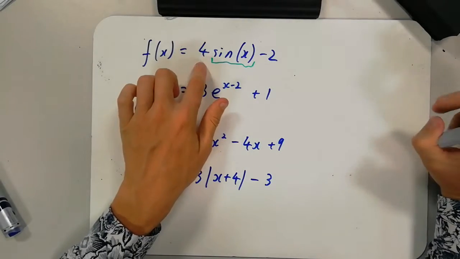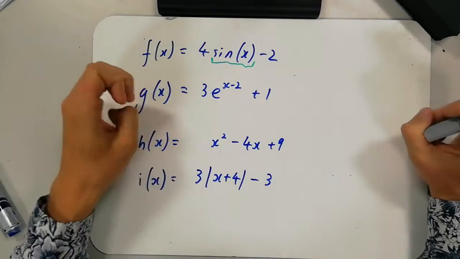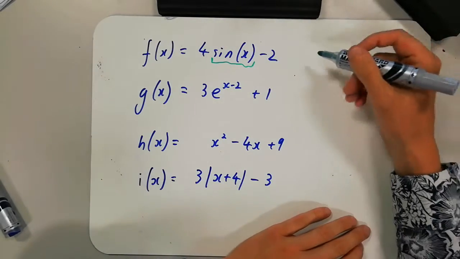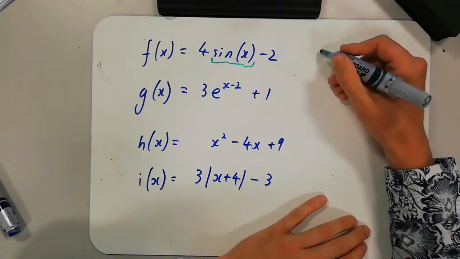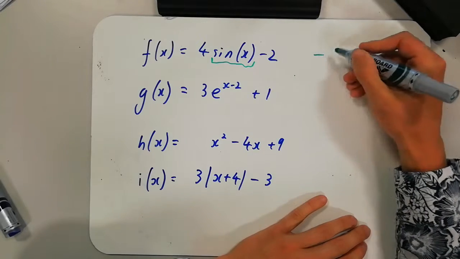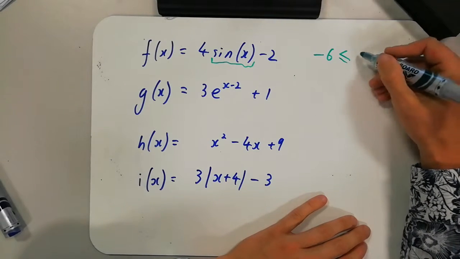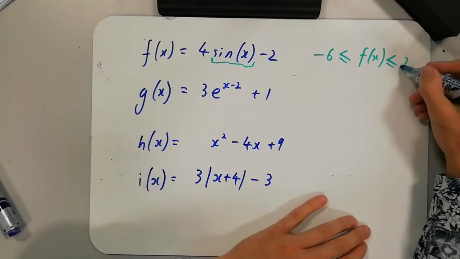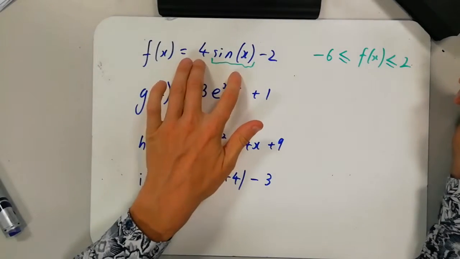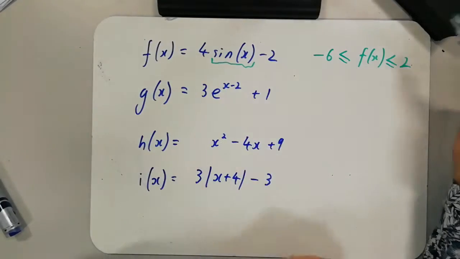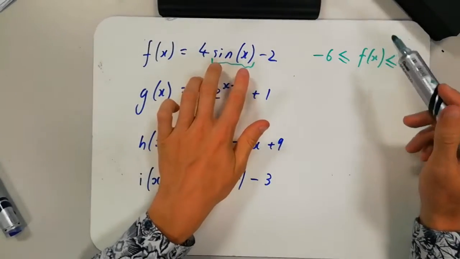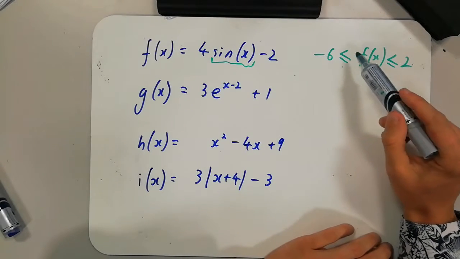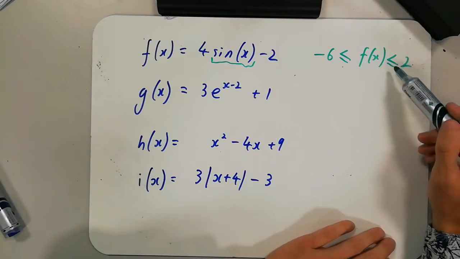Therefore, we know that 4 times sine x must vary between 4 and minus 4. Subtracting 2 from each of those values tells us that f of x, our range, is between minus 6 and 2. Plus minus 4, subtract 2. And because sine of x can actually equal 1, we have greater than or equal to and less than or equal to.